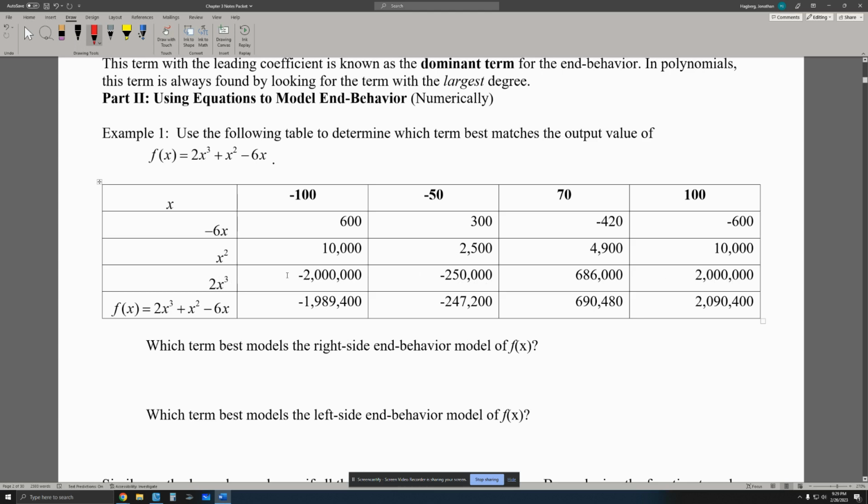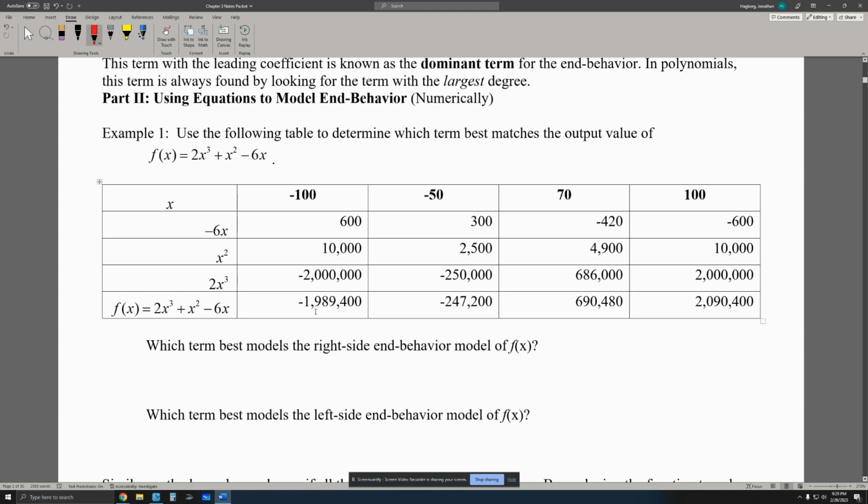So we've got these really large values for this cubic term, and relatively small values for that negative 6x term, the linear term. So we find that when we evaluate the function f of x and we combine all these terms together, what does the function actually evaluate to at negative 100, negative 50, 70, and 100? Well, we see that these values are really close to if we were just graphing 2x cubed. Notice these are not far off at all.